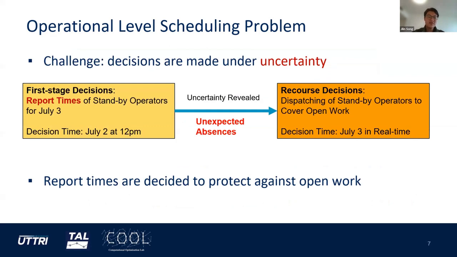So the main challenge with the operational level problem is that when we're making report times, we don't know exactly what standby operators will be doing on their day of operation. So this is very different from the normal scheduling process. And this problem follows a two-stage structure. In the first stage, before any absence is revealed, we have to decide on the report times. And as unexpected absences are revealed on the day of operation, the recourse decisions are to dispatch the standby operators who have shown up to cover the open work.